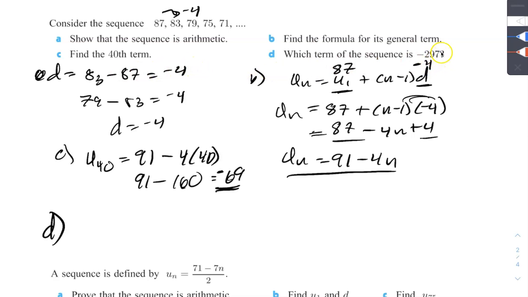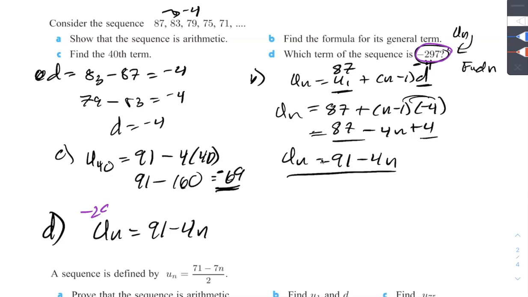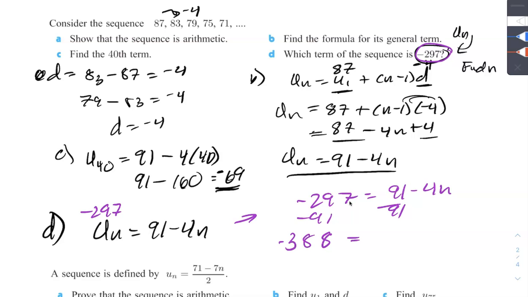D, which term of the sequence is negative 297? So I want to know what term it is. They're telling you it is a term, but they want to know which one. So just kind of like before, we're going to substitute in for our un. We're going to find n. So we're going to go to our general form right here. And in this case, we're going to substitute in negative 297 for un. So negative 297 equals 91 minus 4n. Subtract off 91. And we get negative 388 equals negative 4n. Divide by negative 4. And then n equals 97. So that'd be the 97th term.